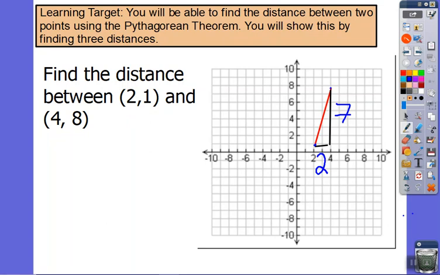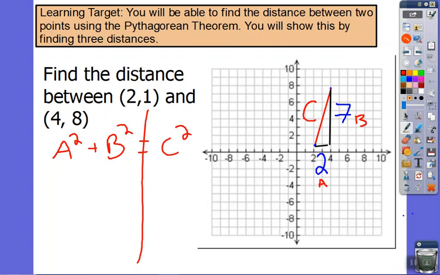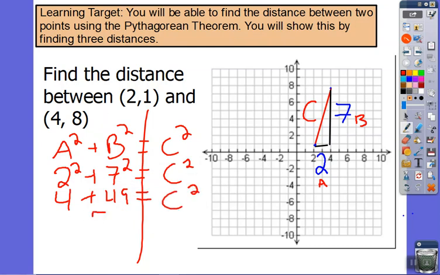And then I can use my Pythagorean theorem. So the smallest one is going to be my A, my middle one is going to be my B, and the longest one is going to be C. So Pythagorean theorem, A squared plus B squared equals C squared. Putting in these numbers, so my A is a 2, my B is a 7. Remember, square means times itself, so that's 2 times 2 is 4. That's 7 times 7 is 49. I see a plus sign, so I'm going to add those two together.